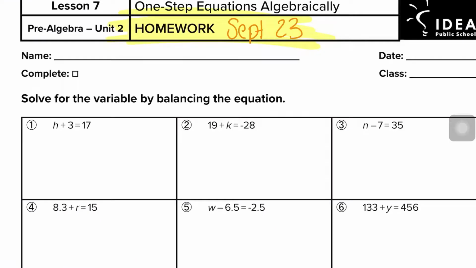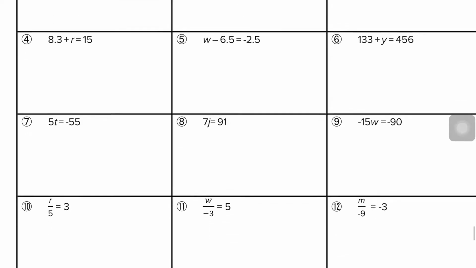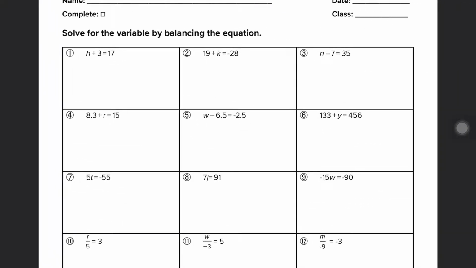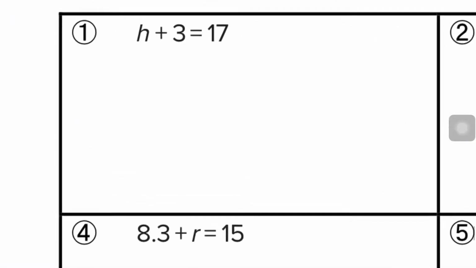Alright, y'all, so now I am going to help you with your homework September 23rd. Now for this, if I remember correctly, there are actually 12 questions. I am not going to go over all 12 questions. However, I will be going over at least 5 problems. At least 5. So let's go over number 1.